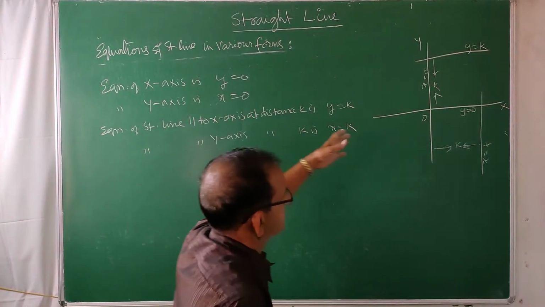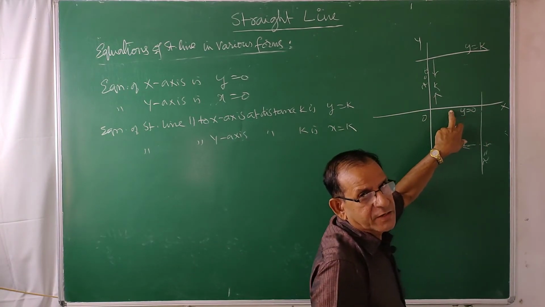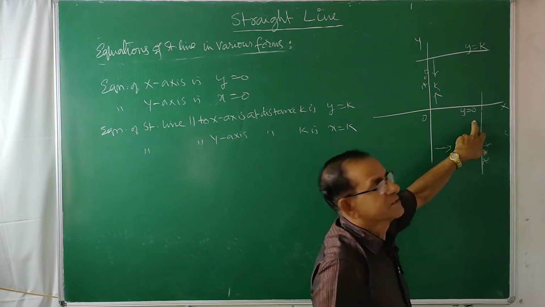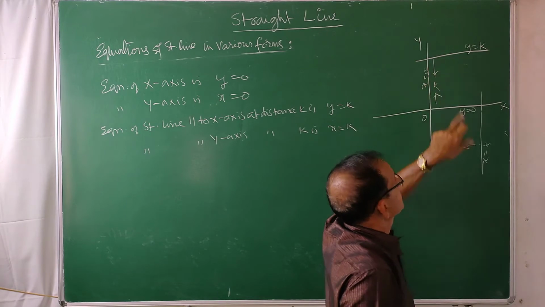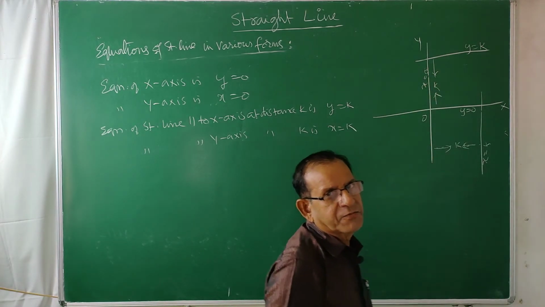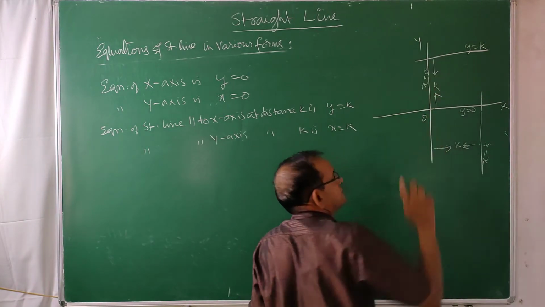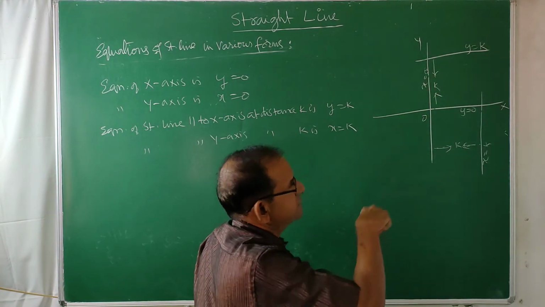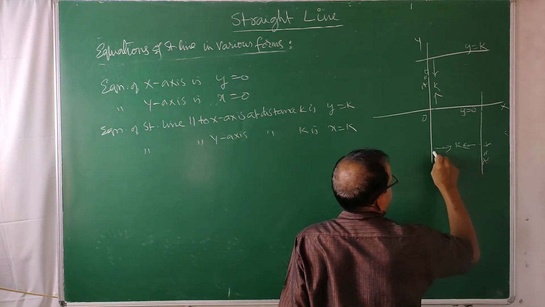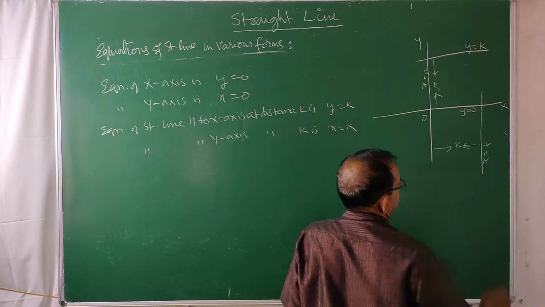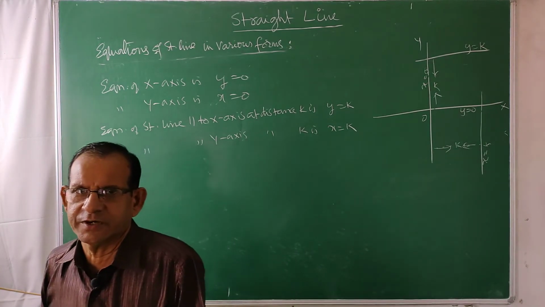Now let us see these things also. For x-axis, for any point on that x-axis, y coordinate is 0. So its equation is y is equal to 0. On y-axis, for any point, x coordinate is 0. So x is equal to 0 is the equation of y-axis. This is a line parallel to x-axis at a distance of k units from the origin, so its equation is y is equal to k. And this is a line parallel to y-axis at a distance of k units from the origin, so its equation is x is equal to k. These simple things also we have to remember.